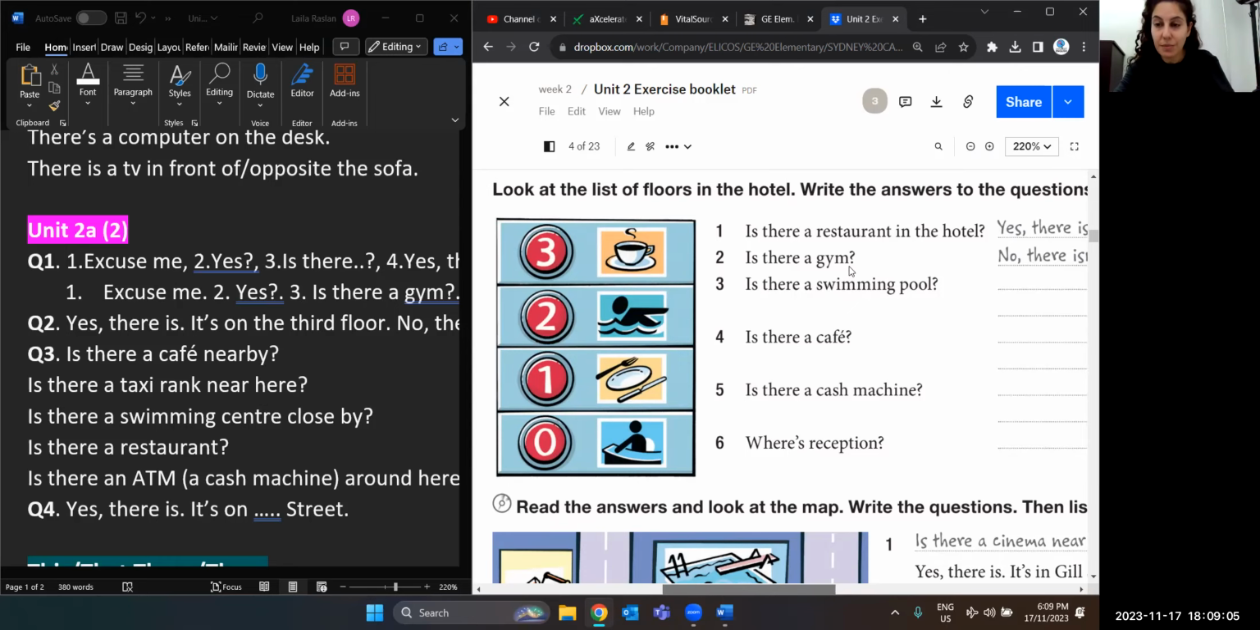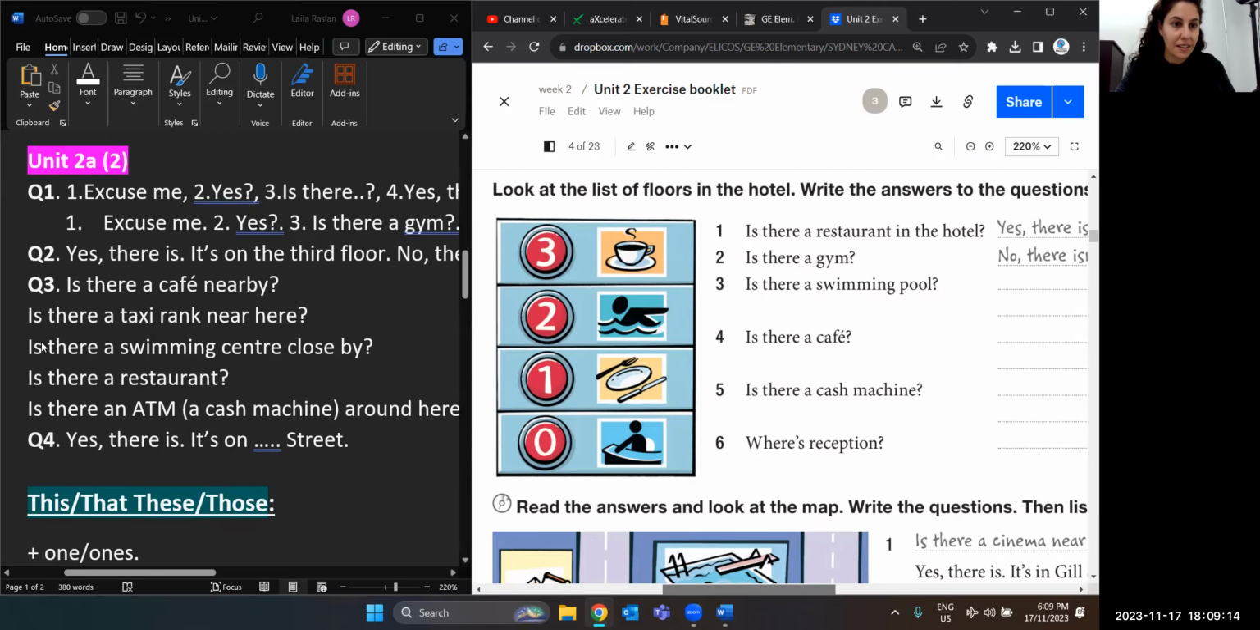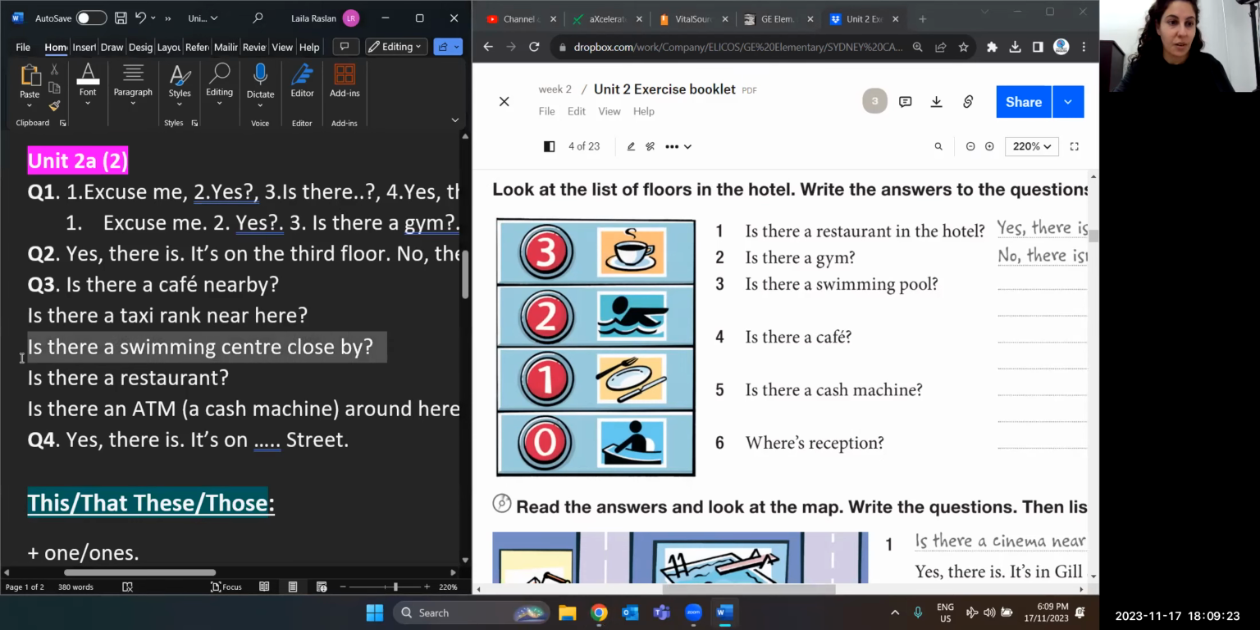Number 2, is there a gym? No, there isn't. Is there a swimming pool? Yes, there is, on the second floor. So we need to write the question. So there's the question. Is there a swimming center or a swimming pool close by? So is there a pool? That's one of my questions that I ask when I'm in a hotel. Is there a swimming pool? Is there a cafe?